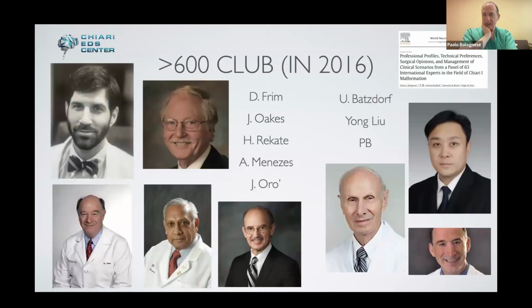This is the club of 600 back in 2016. The 5 people on the left were between 600 and 900 cases. The 3 people on the right were way above 1,000. Problem: 6 out of 8 are no longer practicing. Only 2 are still practicing. And the people who are coming up, the young people, are going to be running against the wind, because there has been a wide proliferation of Chiari centers in the United States. And so it's going to be difficult for a few centers to accumulate a lot of experience.